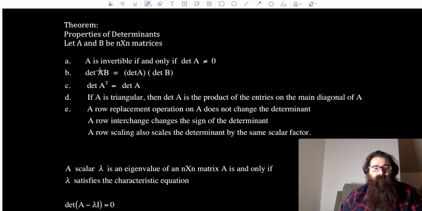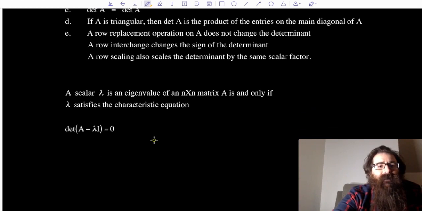The determinant of a product of matrices, that is A times B, the determinant of A times B, is the same as the determinant of A times the determinant of B. If I transpose a matrix, the determinant is preserved, so the determinant of A transpose is the same as the determinant of A. If A is a triangular matrix, then the determinant of A is the product of the entries on the main diagonal of A, which we talked about at the end of our last lecture. And item E, which we just mentioned: row replacement operations don't change the determinant. If I do a row interchange, every time I do that, the sign of the determinant switches. And scaling the rows will also scale the determinant by the same scalar factor.